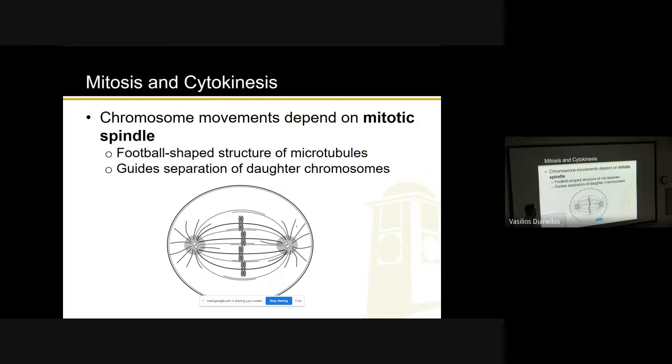So that is what a mitotic spindle is. And again, I'm probably not going to ask you about it, but you need to know what it is because I'm going to be using the word.